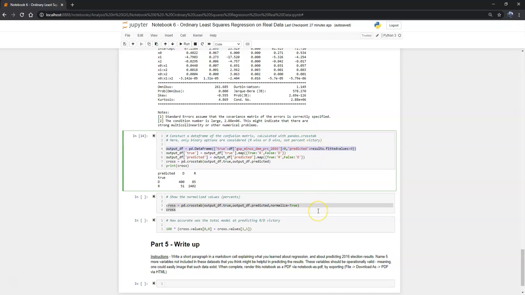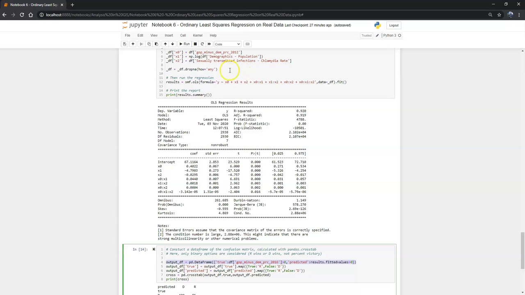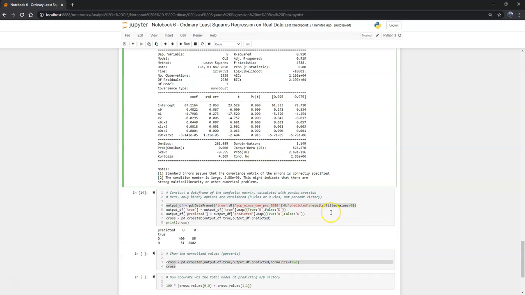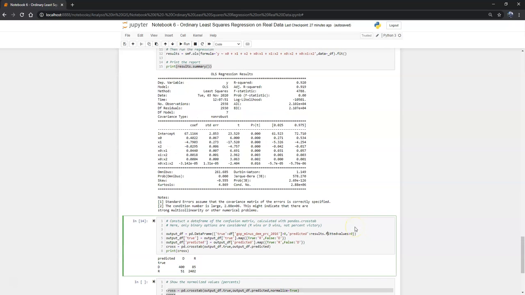And notice that the results object that we get out of our OLS can do more than just print a summary. Here we're actually pulling out those fitted values, meaning we're using the predictions that come out of that, and then we're doing the same sort of binary Republican-Democrat filter. These two lines of code just remap those from true-false to R and D for Republican and Democrat. That's always a nice thing to do.